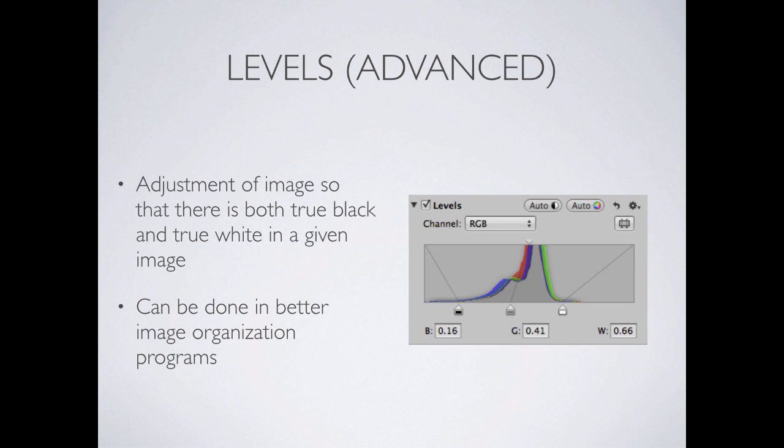This is represented by what's called a histogram, this graph. Black is here, white is here, and this gray graph represents the number of pixels at each value. If 50% gray is right here, I have a lot of pixels that are about 50% gray. As we come down here, I have some pixels that are a dark gray and some that are a light gray. But I don't have anything white, and I don't really have anything black.